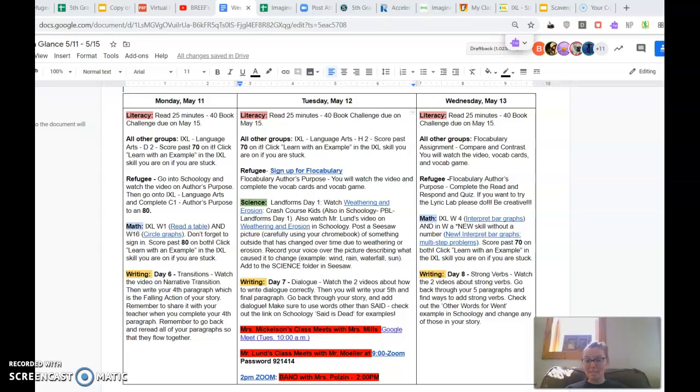If we take a look at Wednesday, again, reading 25 minutes for your 40 book challenge, which is due on Friday. So it's coming up. All groups except refugee, you are going to go on vocabulary, but I gave you a different assignment, so you'll have to go into your assignments and it's compare and contrast. But all you're going to be doing is the video, vocab cards, and vocab game for today. You'll do the rest of it tomorrow, okay? You're going to do just what you did with author's purpose, but with compare and contrast.